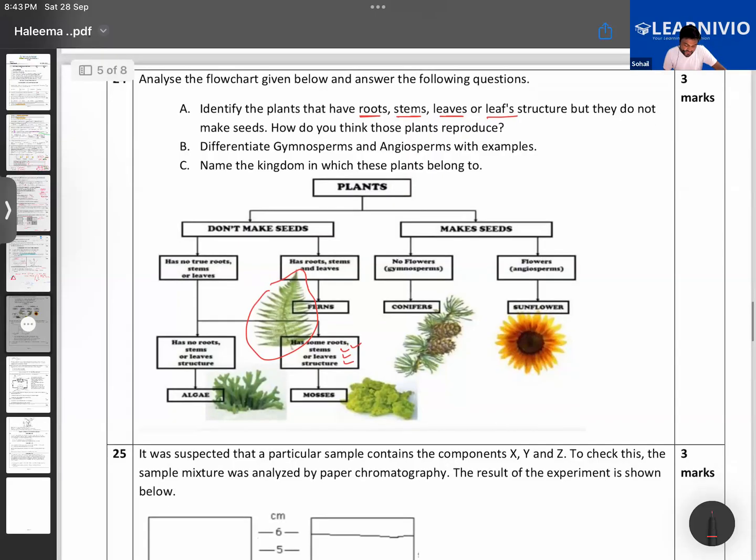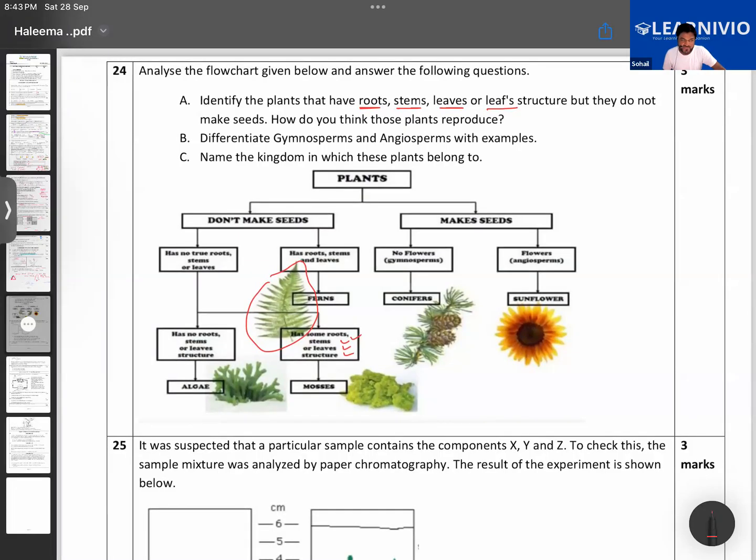So they will be doing reproduction without the help of seeds. Plants like ferns and mosses do asexual reproduction. They are spore bearing plants. We are right now trying to answer the second question.